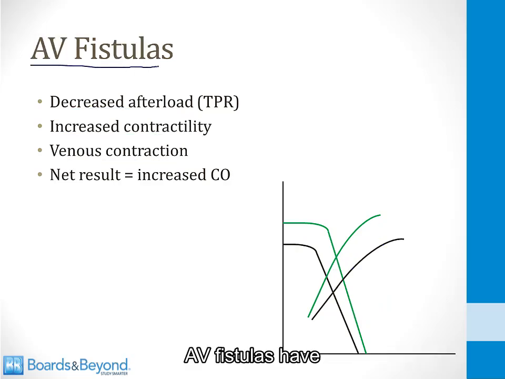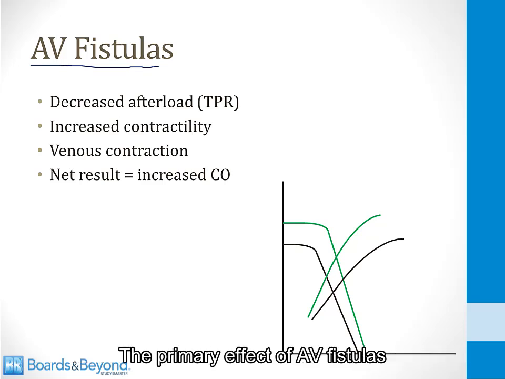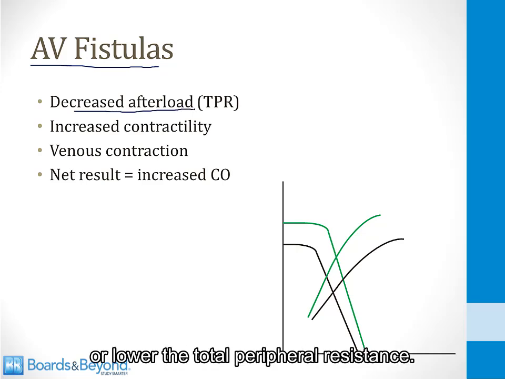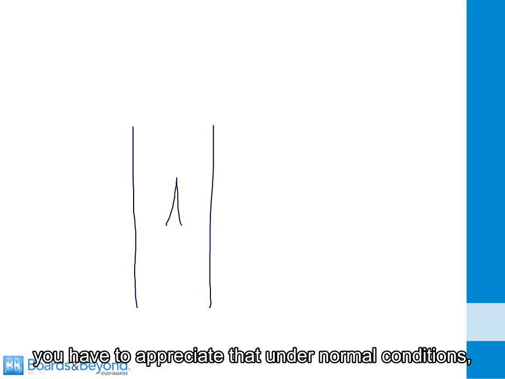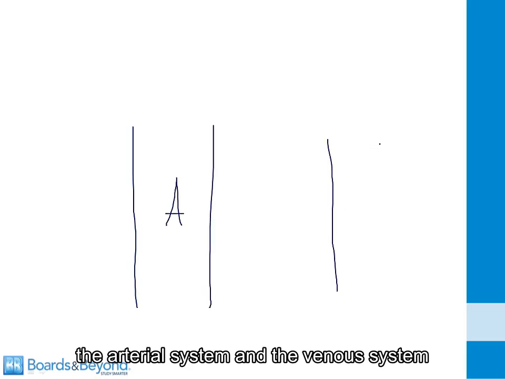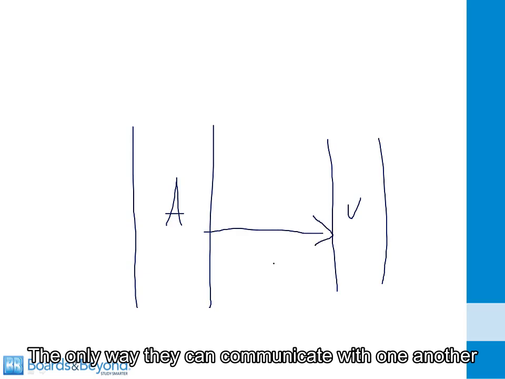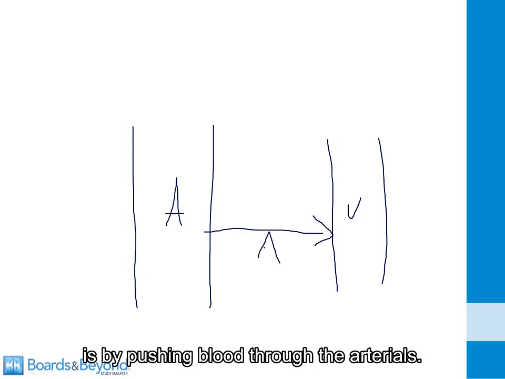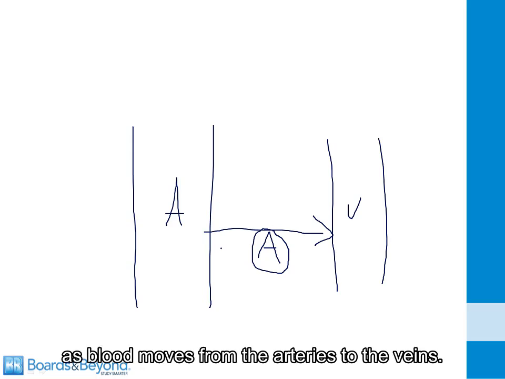AV fistulas have the same hemodynamic consequences as exercise. The primary effect of AV fistulas is to decrease the afterload or lower the total peripheral resistance. To understand why peripheral resistance falls in the setting of an AV fistula, you have to appreciate that under normal conditions, the arterial system and the venous system are not directly connected. The only way they can communicate with one another is by pushing blood through the arterioles. The arterioles are resistance vessels, and therefore they lower the pressure as blood moves from the arteries to the veins.